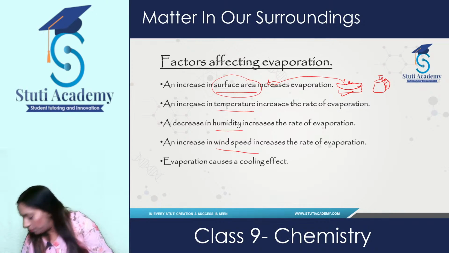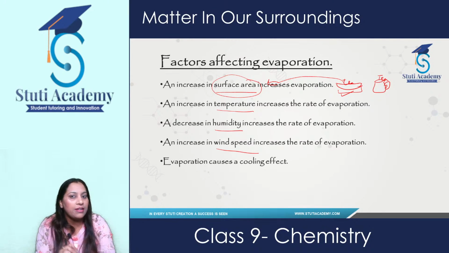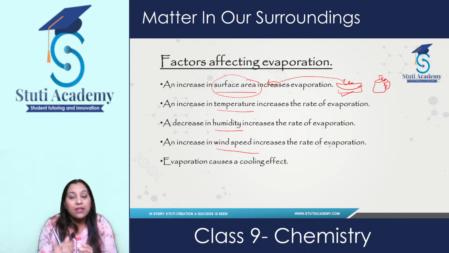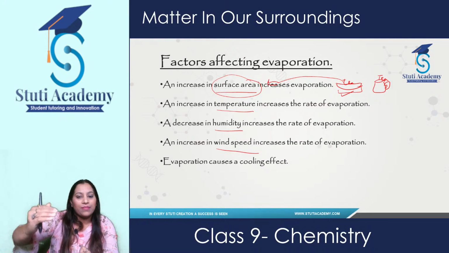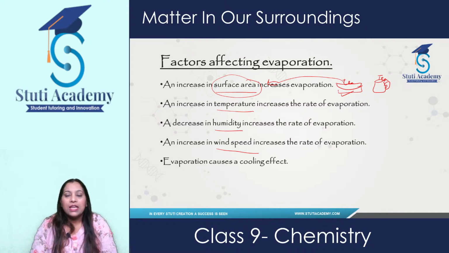As I just now have explained to you, if we increase the surface area, rate of evaporation increases. If we increase the temperature, rate of evaporation increases. But if we increase humidity, the rate of evaporation decreases. For example, during rainy season, already water vapors are there. So during winter season also, your clothes will take more time to get dry in comparison with the summer season. So humidity is inversely proportional to the rate of evaporation.